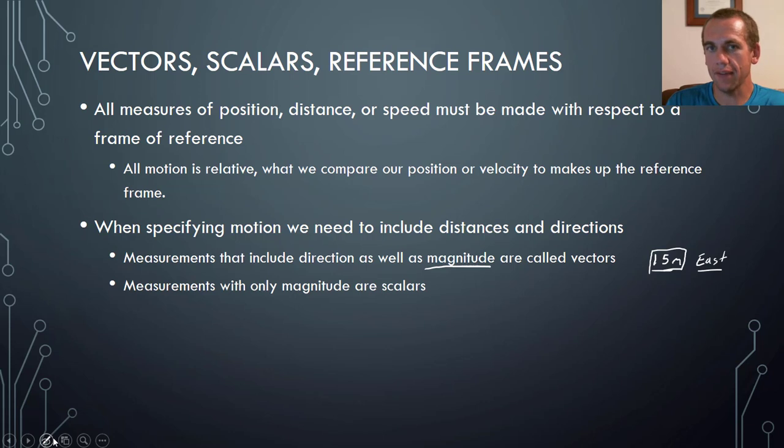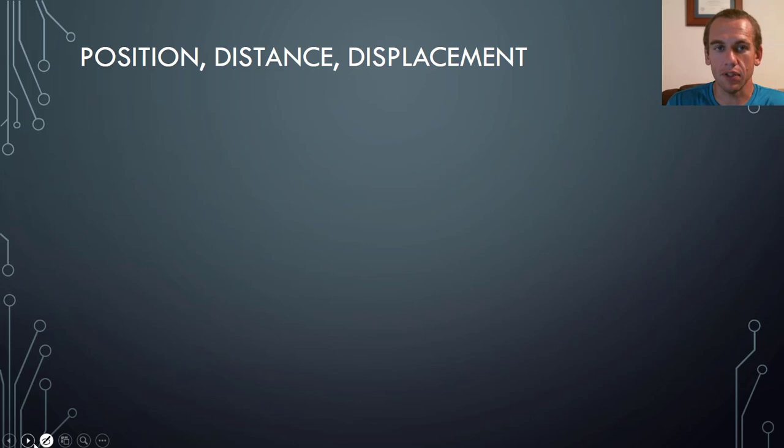Masses are scalars. You can't give mass a direction. Mass just is. Time is a scalar. But things like how fast something is moving can be given as a vector. It can include a direction. We call it a velocity when it does.